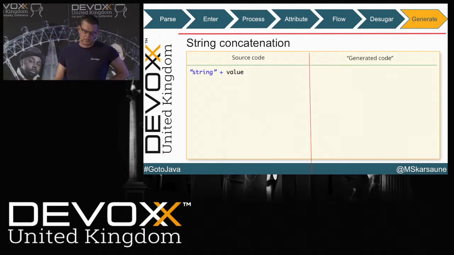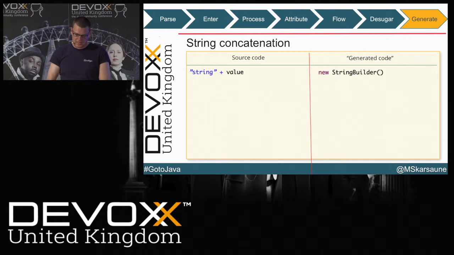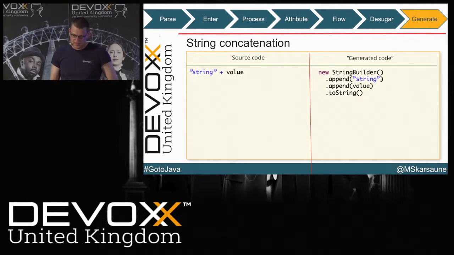As for string concatenations, we can use the plus operator in Java, but there's really no such operator. So what the compiler does in this case is to instantiate the string builder and then append the various components and finally make a string out of it.